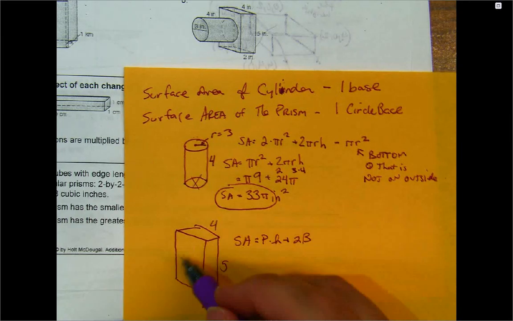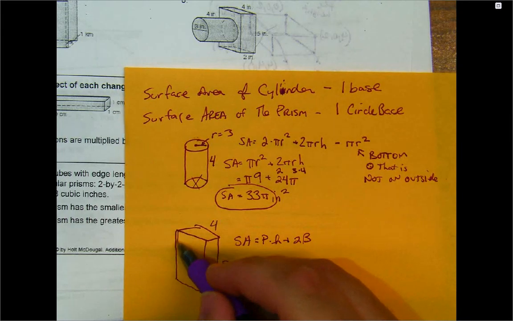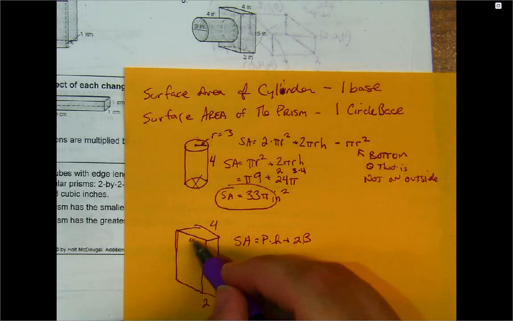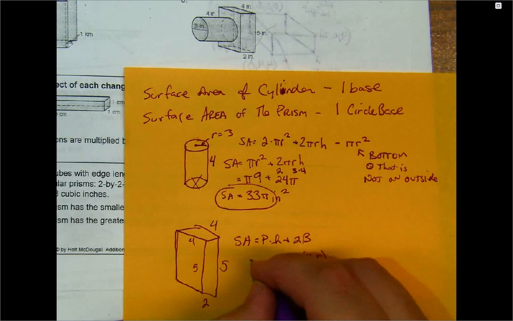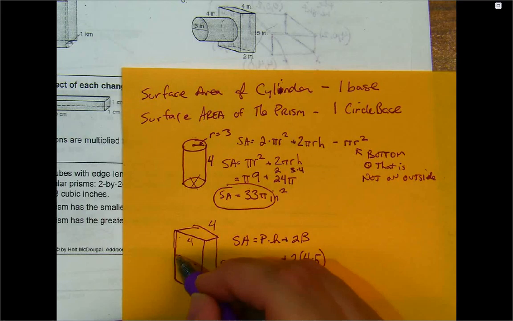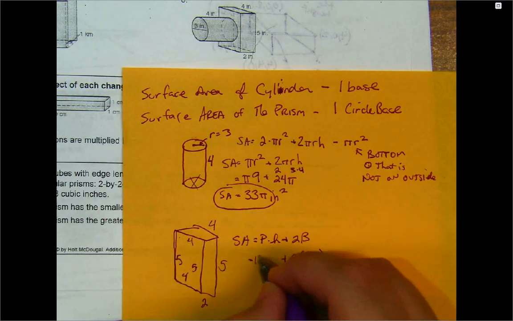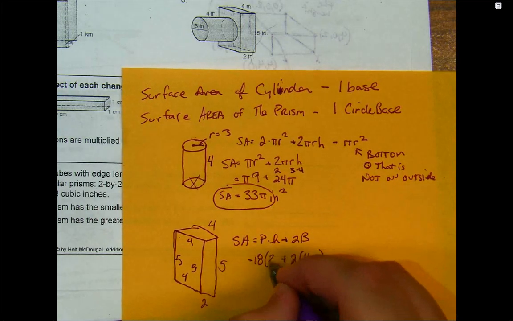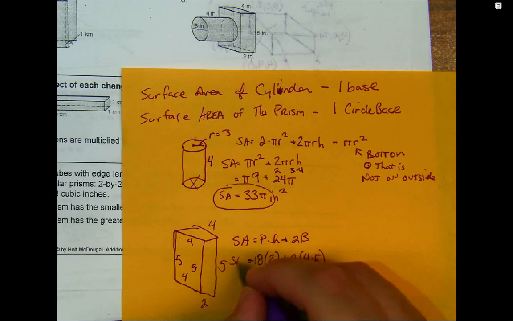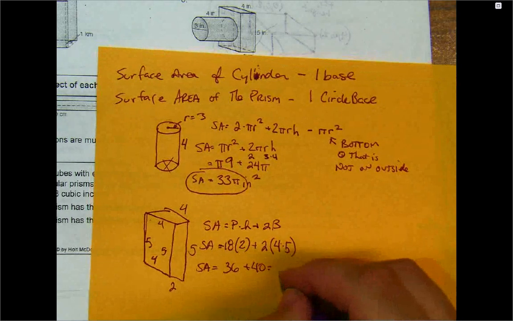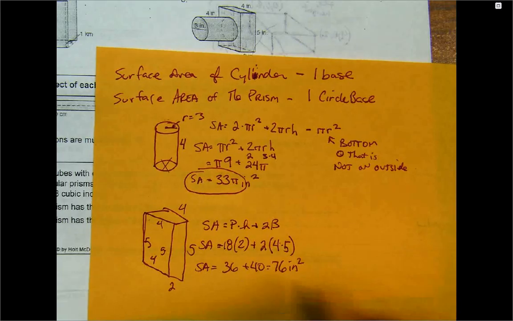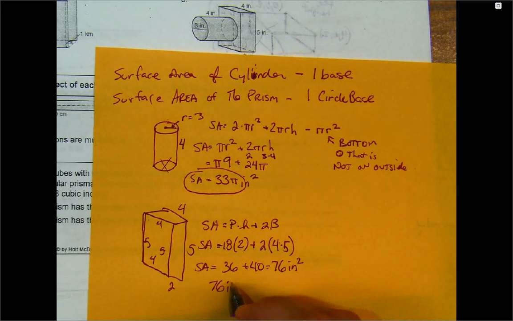So if I choose this as my base, right here, that's 4 by 5. So this is going to be equal to 2 times 4 times 5. And then the perimeter, 5 plus 5 is 10, plus 4 is 14, plus 4 is 18. That'll be 18 times that 2. So that's 36 plus 40, which is 76 inches squared.